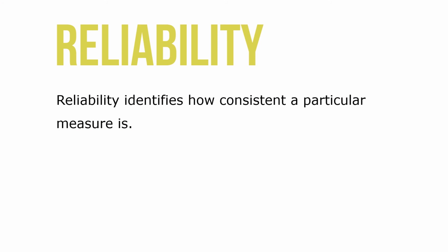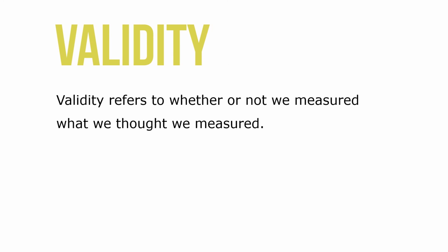Reliability identifies how consistent a particular measure is. In other words, does the measure give a similar result every time it's used or when it's used by more than one person? If it does, it's probably reliable. Validity refers to whether or not we measured what we thought we measured. What we're measuring seems obvious to us, but we sometimes make mistakes.